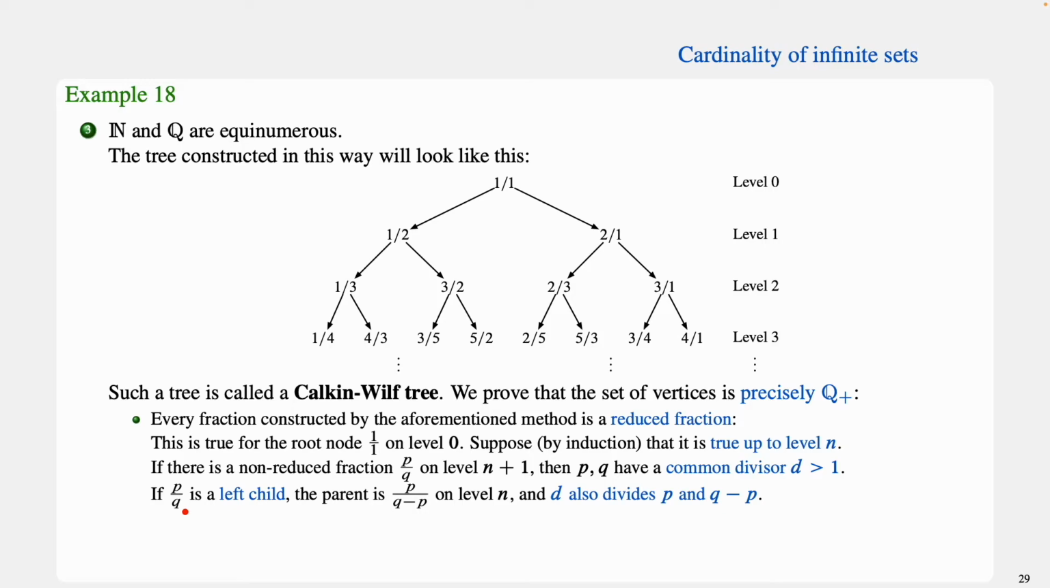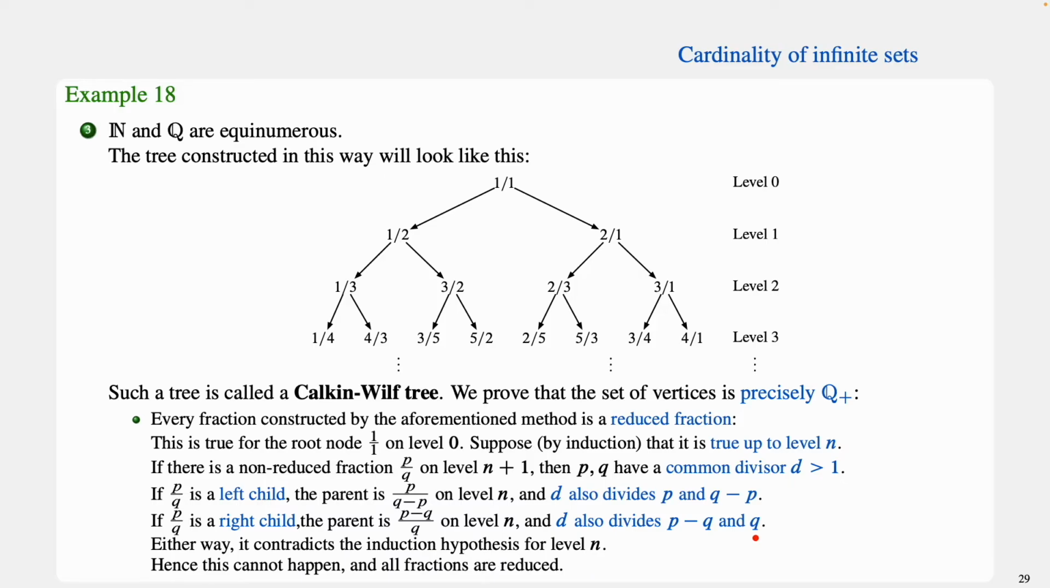Now if our non-reduced fraction p over q is a left child in the tree, then the parent vertex is p over q minus p, simply by reversing the construction rule for the child vertices in the tree. And this parent is located on level n in the tree if p over q was on level n plus 1. And this common divisor d also divides p and q minus p. But if p over q is a right child in the tree, then the parent is p minus q over q on level n again, and the common divisor d also divides p minus q and q.